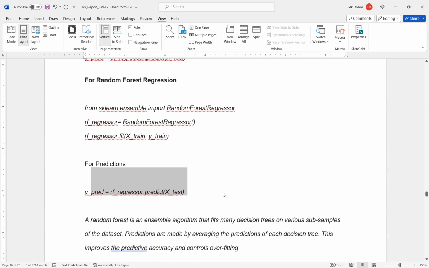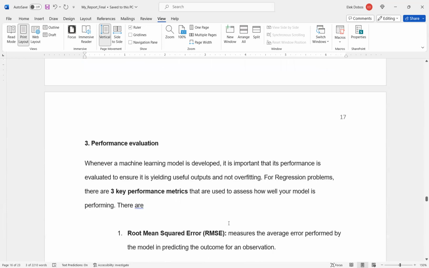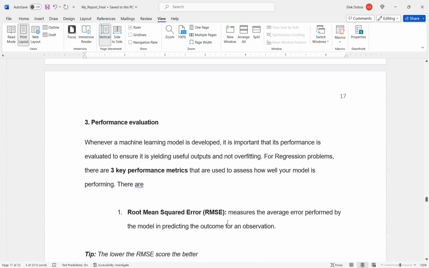A random forest is an algorithm that fits many decision trees on various subsamples of the data set. Predictions are made by averaging the predictions of each decision tree, and this improves the accuracy and control over a result. Our performance evaluation: whenever a machine learning model is developed, it's important that the performance is evaluated.